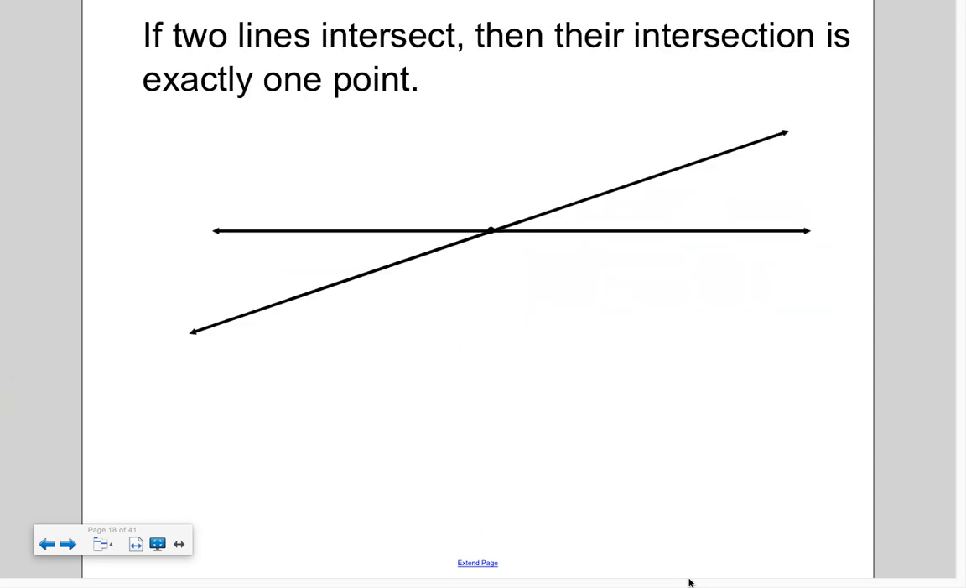If 2 lines intersect, then their intersection is exactly 1 point. Okay? Lines are straight. If the 2 lines do intersect, then there's only one place that they're going to intersect. Okay?